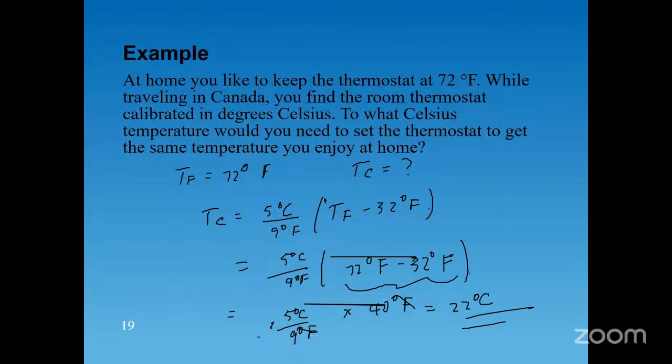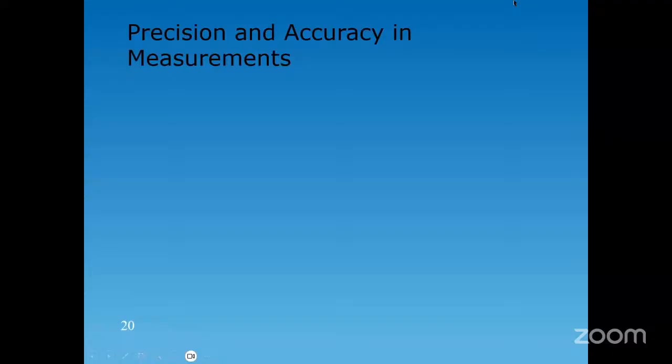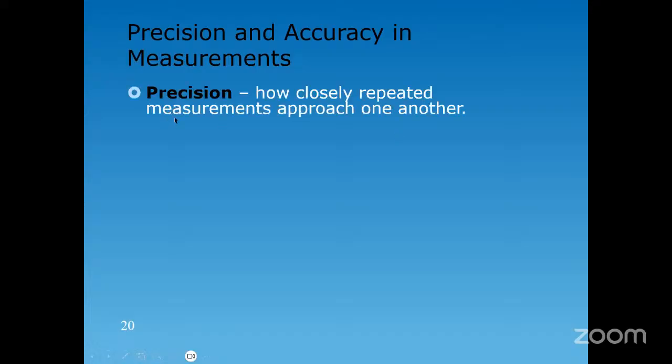Any questions? Okay, so let's talk about these two terms, precision and accuracy. People tend to use these two terms as if they mean the same thing in everyday language, but in science, they mean two different things, especially when it comes to making measurements. Okay, so let's talk about these two terms. First of all, precision. What is precision?